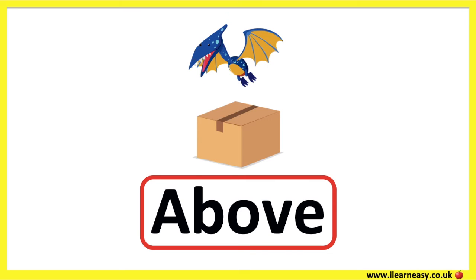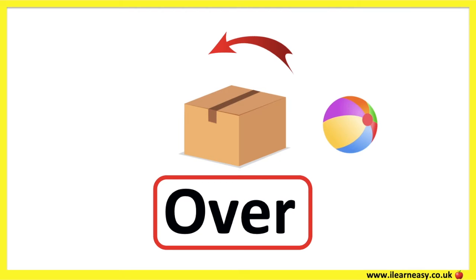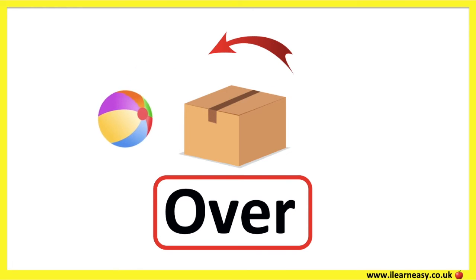Above. The dragon is above the box. Below. The dragon is below the box. Over. I throw the ball over the box.